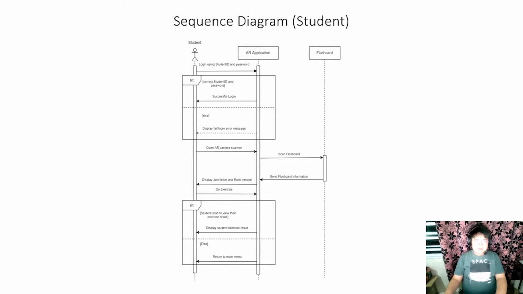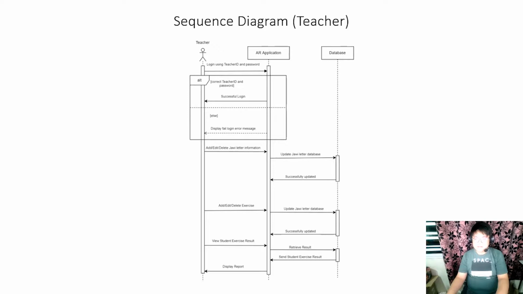Next, the student can open the AR camera scanner to scan the flashcard. The flashcard will then send the flashcard information back to the AI application, where the AI application will display the Jawi information, like the Jawi letter picture, Jawi Rumi version, and etc. Lastly, the student can do the exercise. If the student wishes to view their exercise result, the AI application will display the student exercise result, else it will return the student to the main menu.